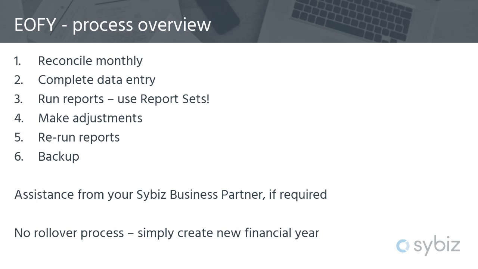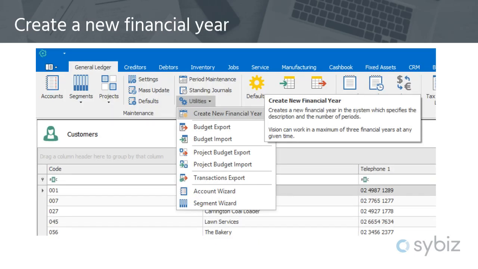So for those that have come from Sybiz Vision Classic, you'll be pleased to know that there is no formal rollover process. It's just simply a matter of creating a new financial year. And that can be done at any time. You can still transact in the current financial year, even if you create a new financial year now. So if you wanted to get your budgets into the system for the new financial year, even though it's only the 11th of June, you can create the new financial year and that'll be all set, ready to go for you. So it's just a matter of clicking on utilities and create new financial year.